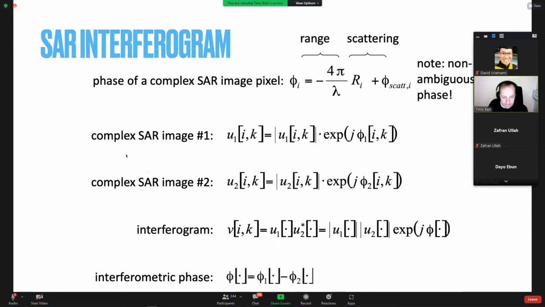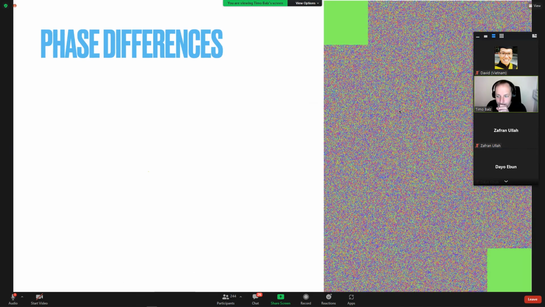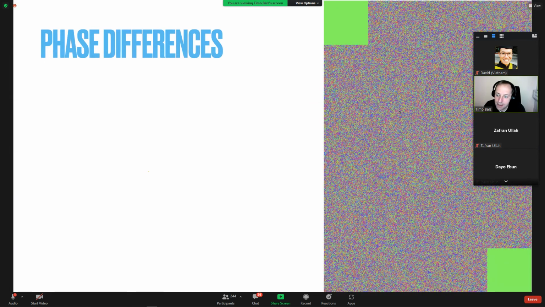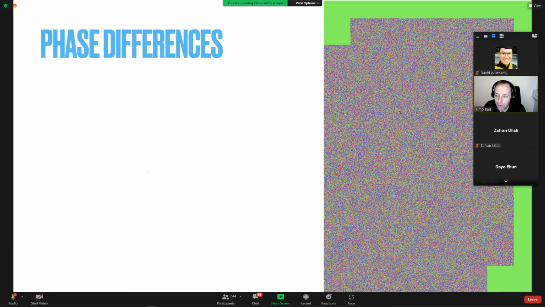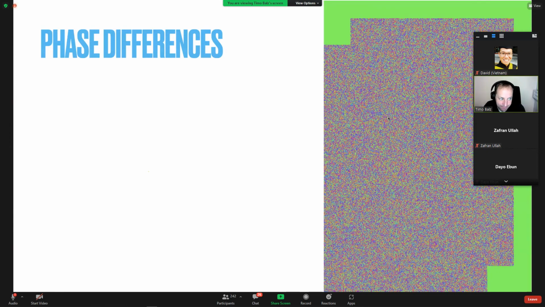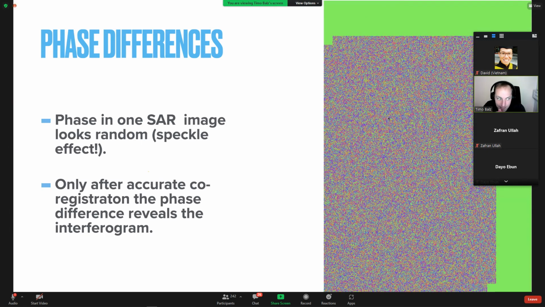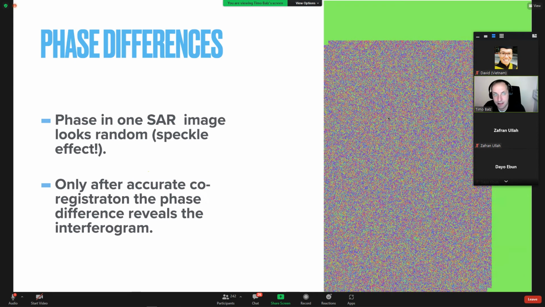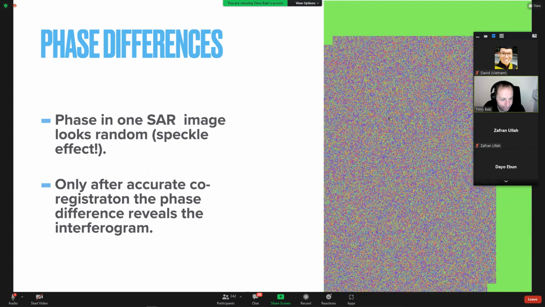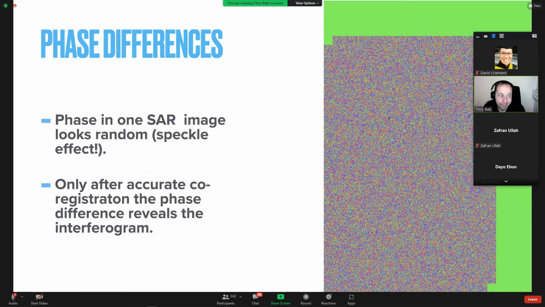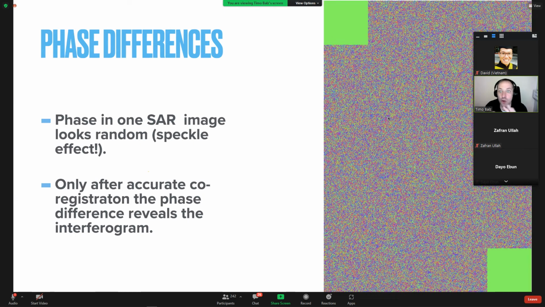Right, that's basically the same. Let me first show that one. So what we are doing is we are overlapping two images and then subtracting the phases. And if we do that, there is still noise until we really overlap them directly very well. Then you get useful information out of that. So the phase in one SAR image looks basically random. It's a speckle effect. It's that they're not really positioned always similar with respect to the center. So it's basically noise, right? Or like he formulated here more scientifically, looks random.